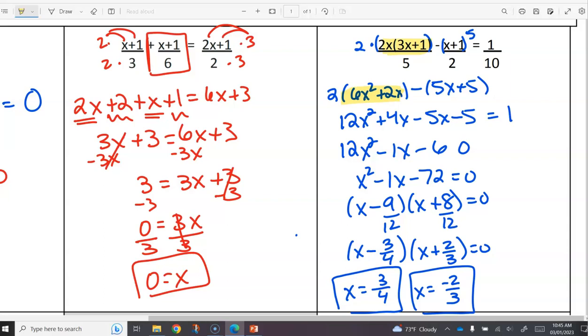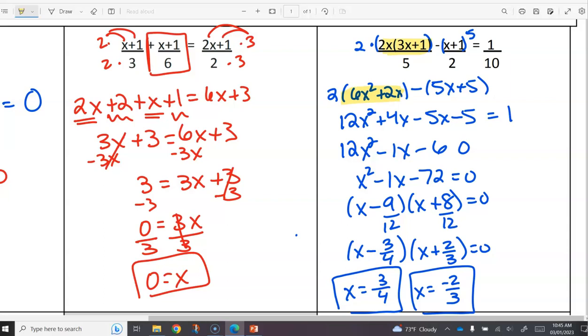So when I multiply x plus 1 by 5, I get 5x plus 5. But we are subtracting. So I got to make sure I distribute that negative to both pieces. That's where I get negative 5x minus 5 from. Okay. We are solving, so we got to make it equal to 0. Bring everything to one side. This becomes a slip and slide problem. You should end up with x equals 3/4 and negative 2/3.